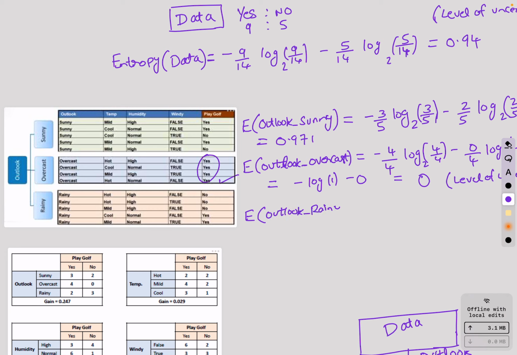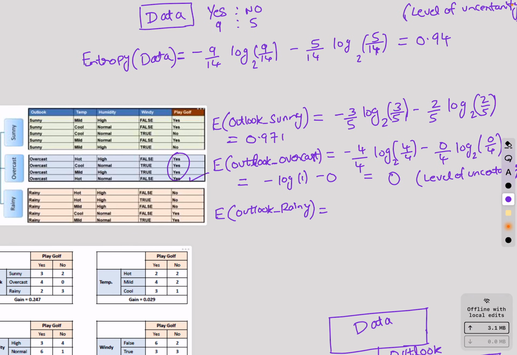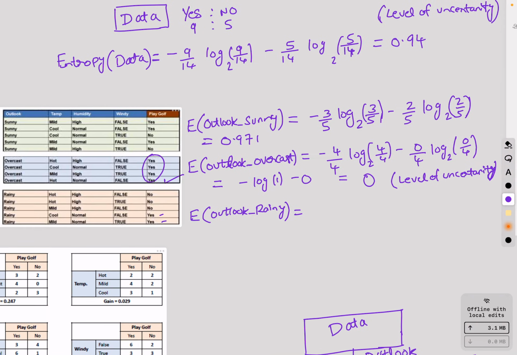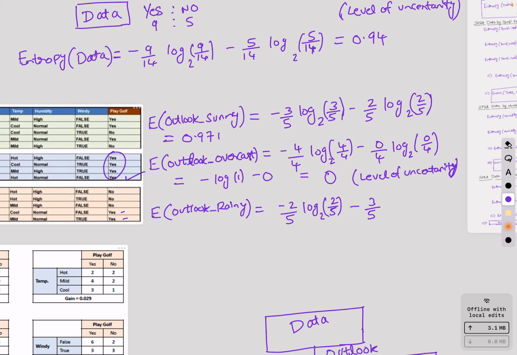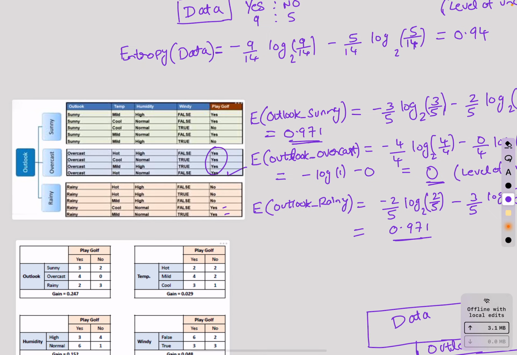rainy, what is the entropy? As per the formula, I have 2 yes out of 5. So minus 2 by 5 is the probability for class yes, and minus 3 by 5 for class no. Which will be approximately equal to 0.971. So these are the entropies at each of the subset level, which means this is the uncertainty level at each subset.